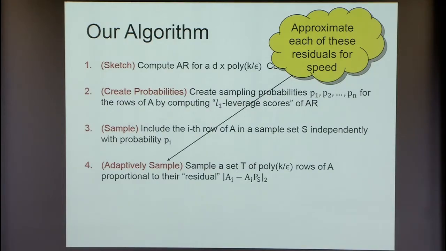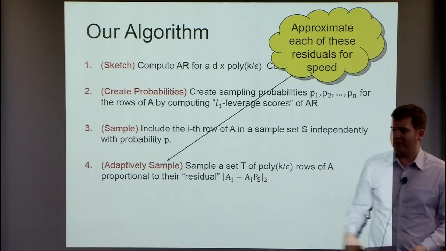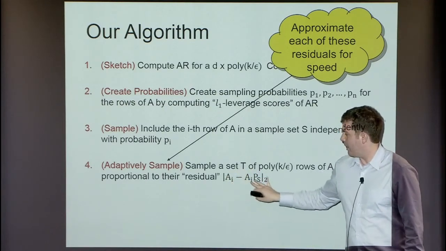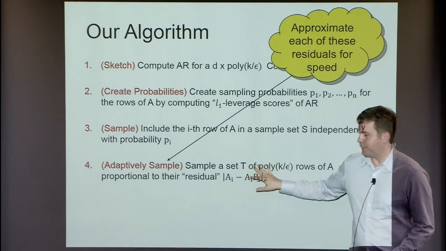Now you might be wondering, how do I actually compute these probabilities? As we said, it's not efficient to project all of these points onto a space. Well, we do the same kind of thing as before. We approximate each of these residuals, again using sketching. We can set up these kinds of regression problems, as I said, that we did for the SVD. And so we can, in input sparsity time, actually find the sample set.